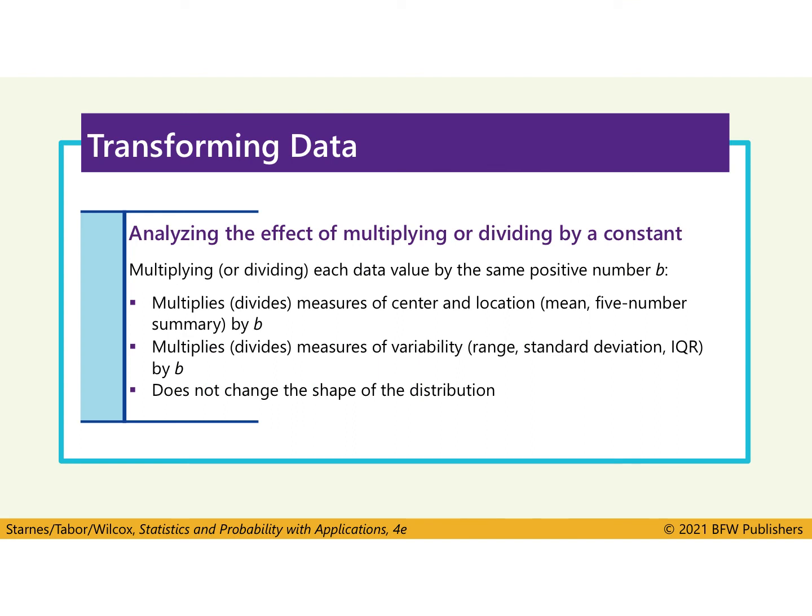So what you need to write down: transforming data, multiplying or dividing by a constant. If I multiply each data value or divide each data value by the same positive number b, it multiplies measures of center and location. That's the mean, the median, the min, the Q1, the Q3, and the max. It multiplies the measures of variability, but it does not change the shape of the distribution. Okay, that you're going to write down.